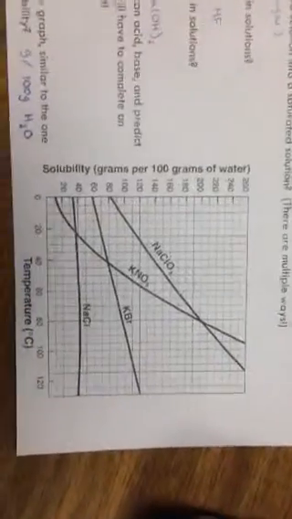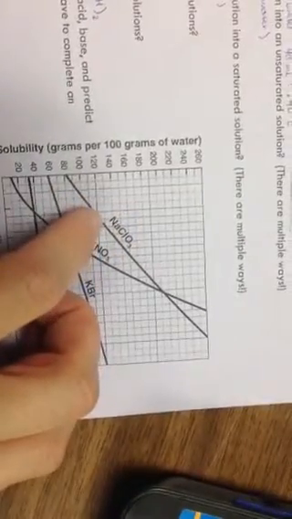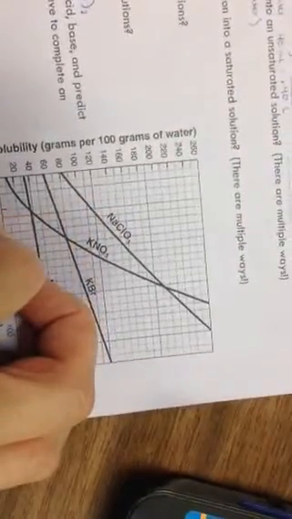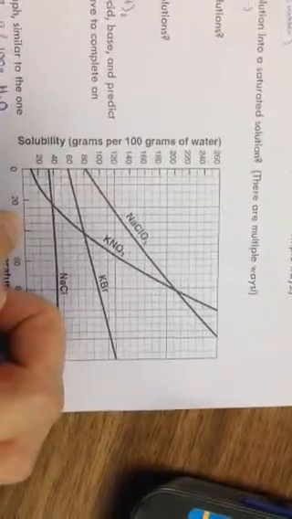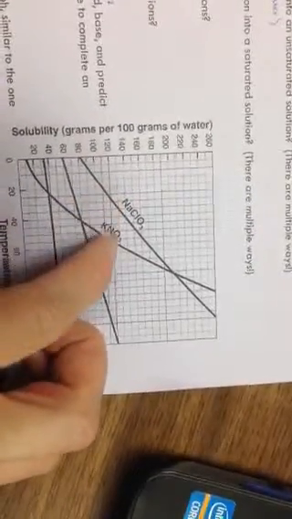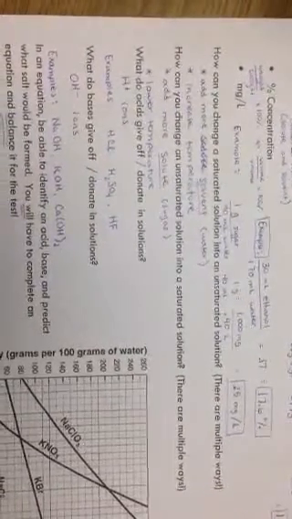So if I had, for example, sodium chlorate here, and I had 120 grams dissolved at 30 degrees, that would be a saturated solution. But if I heat it up, it's no longer saturated. That same 120 grams is not going to saturate that solution anymore. Opposite is true. If you're trying to make it into a saturated solution, you either have to add more solute or lower the temperature.